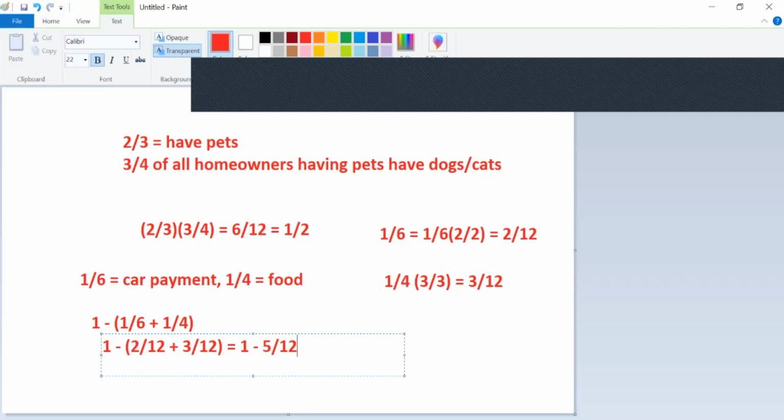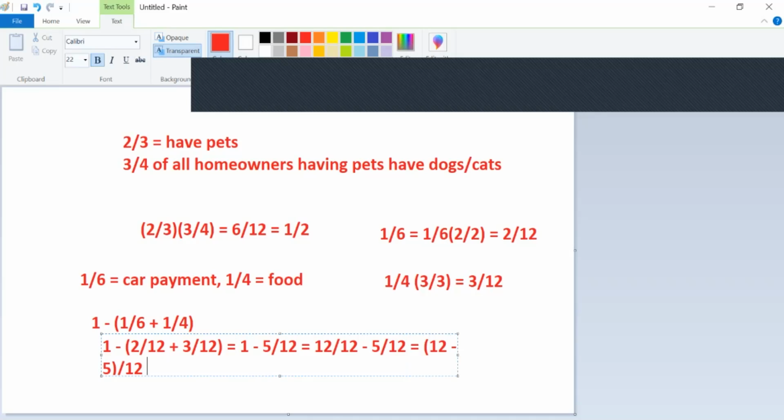Okay, are we okay so far? Yep. Now the last step is you have to convert this 1 to 12/12, so then I can subtract this from that numerator. It would look like this: 12 over 12 minus 5 over 12. And to make it even simpler, oh, this should be a minus here, sorry. And this would be equal to 12 minus 5. I'm running out of room.